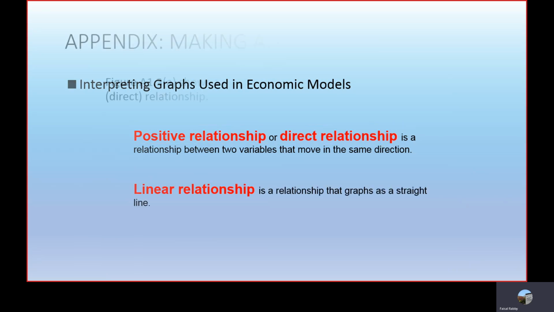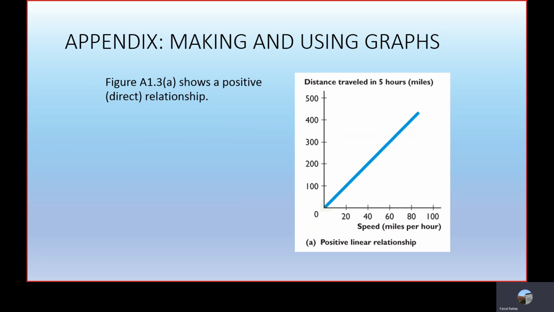So here's an example of a positive relationship between two variables. Here we are measuring a relationship between how fast a car is being driven, let's say on a straight line, speed, in miles per hour. And on the vertical axis, we are measuring in 5 hours how much distance the car will cross. So this is a common sense idea that if I drive faster, then every 5 hours I'll cross more distance. And this is going to be a straightforward relationship.